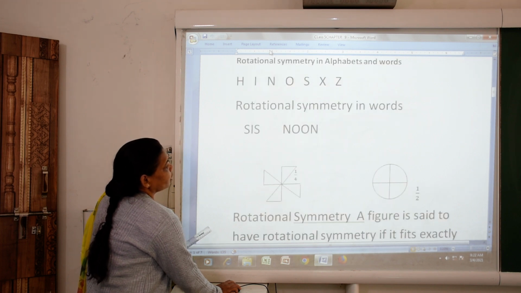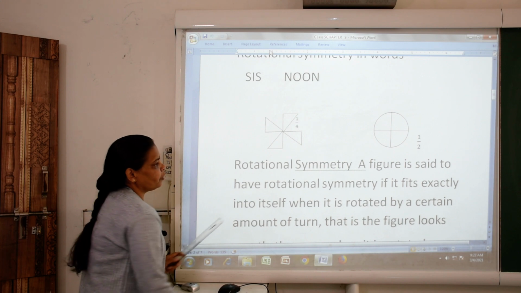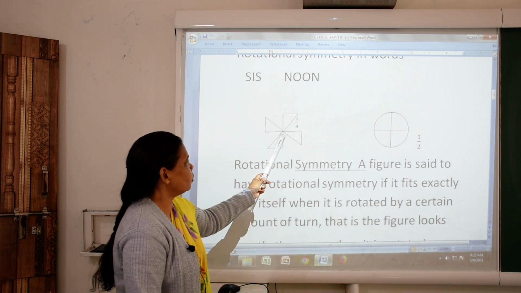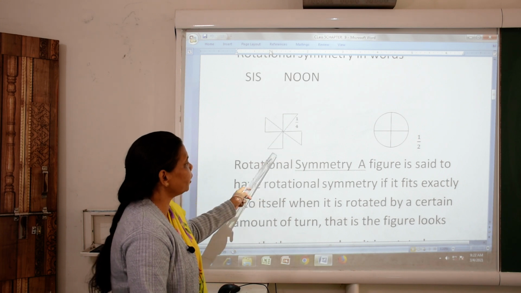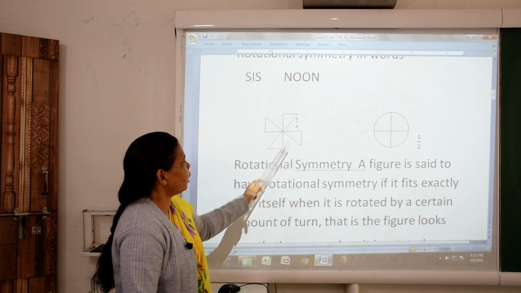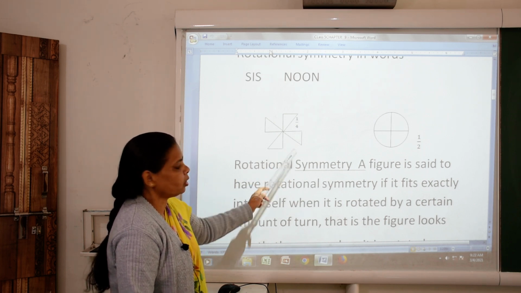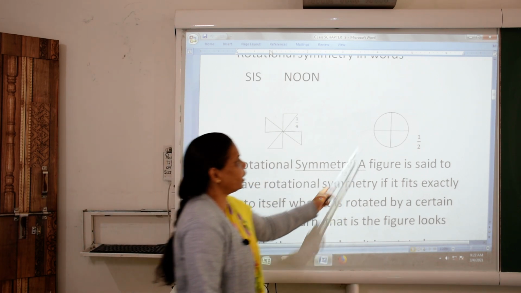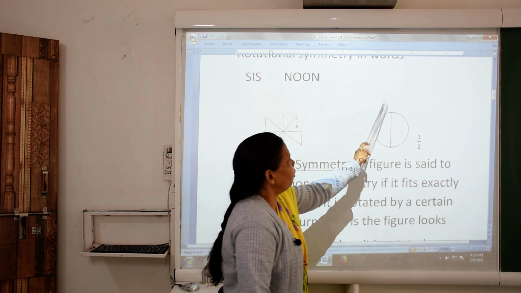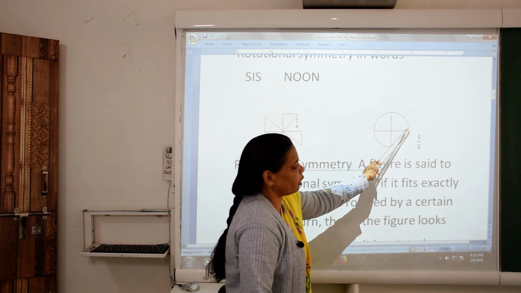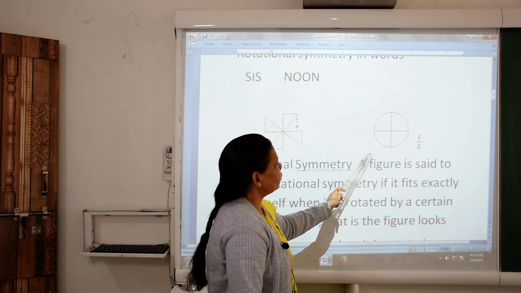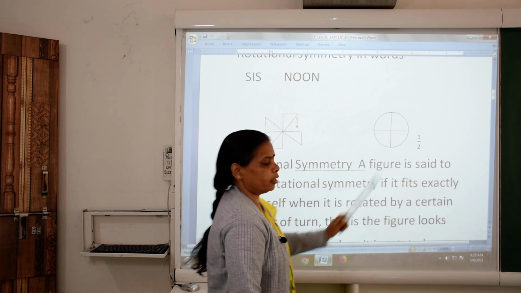Now rotational symmetry. What is rotational symmetry? A figure is said to have rotational symmetry when the figure is fixed at the center point and it rotates by a certain amount of turn, 1/4, quarter turn, half turn and full turn. It looks the same. So here, that is what you studied in the fraction chapter, up to here 1/4 part, and here to here 1/2 part, and this whole part is a full turn.